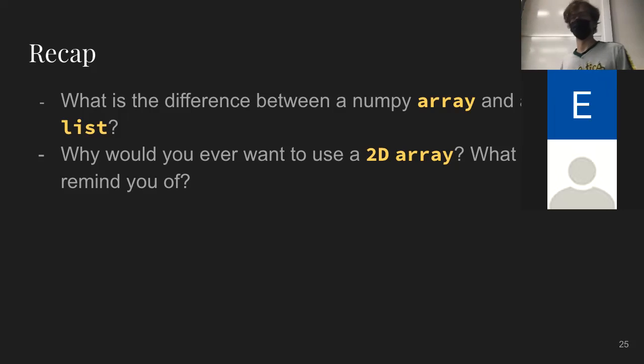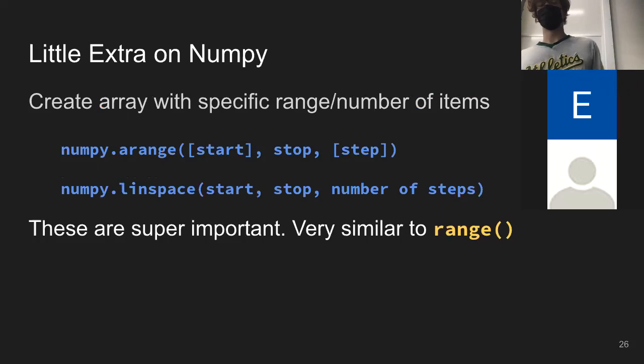Yeah, that's exactly it. And I guess that sort of answers the second question too, about a matrix. But why would you ever want to use a 2D array? Essentially, because it can replicate a 2x2 matrix, which a list couldn't do. So that's a little more about NumPy, which will be useful today.